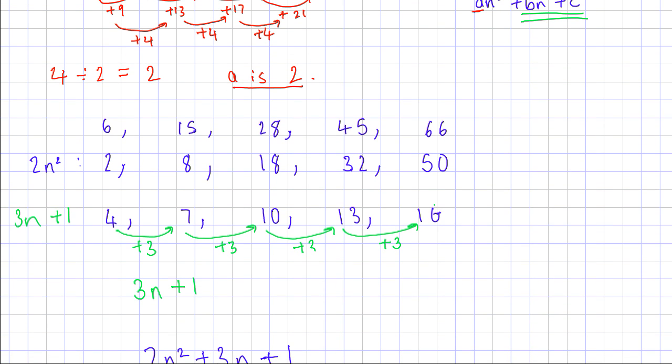And then, now that I know my a, I write the sequence for 2n squared, and I take it away from my original sequence and see what's left. And this should be a linear sequence, and I found the nth term for that. Now I know the sequence for this, add the sequence for this, gives me the nth term, which would make 2n squared plus 3n plus 1 as the nth term.